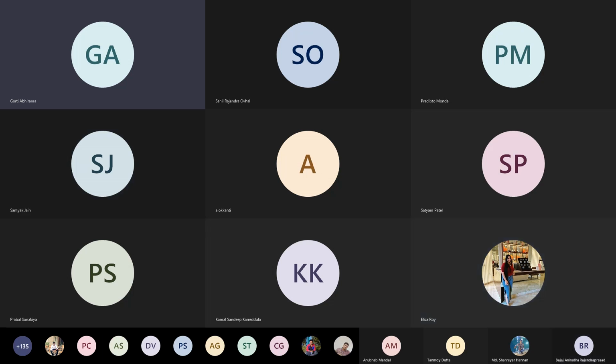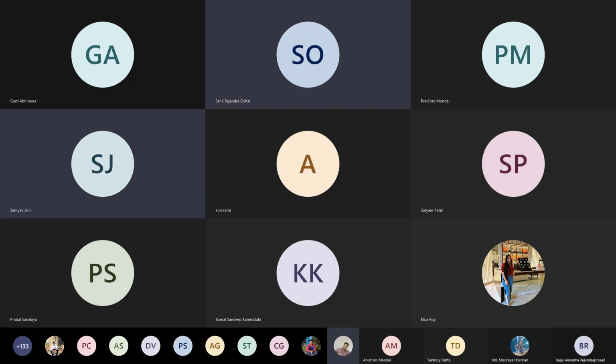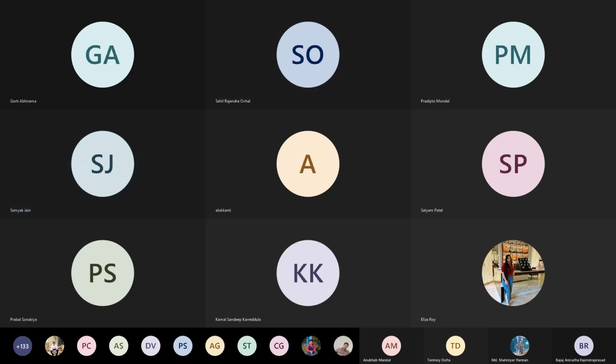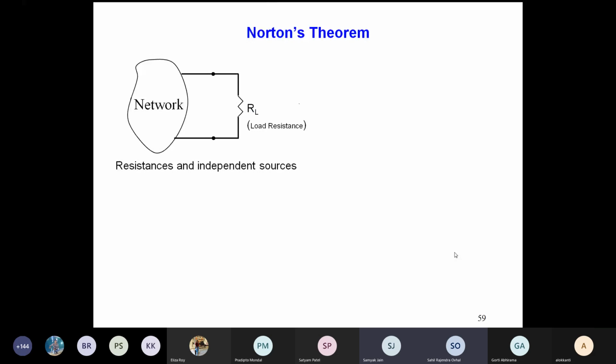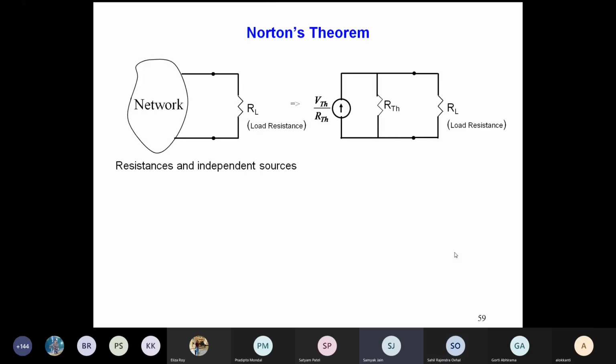For the books, it is typed at the end of Norton's theorem. It is there in my slide only. Sir, I have a doubt. Sir, please provide the slide in which the books are mentioned.